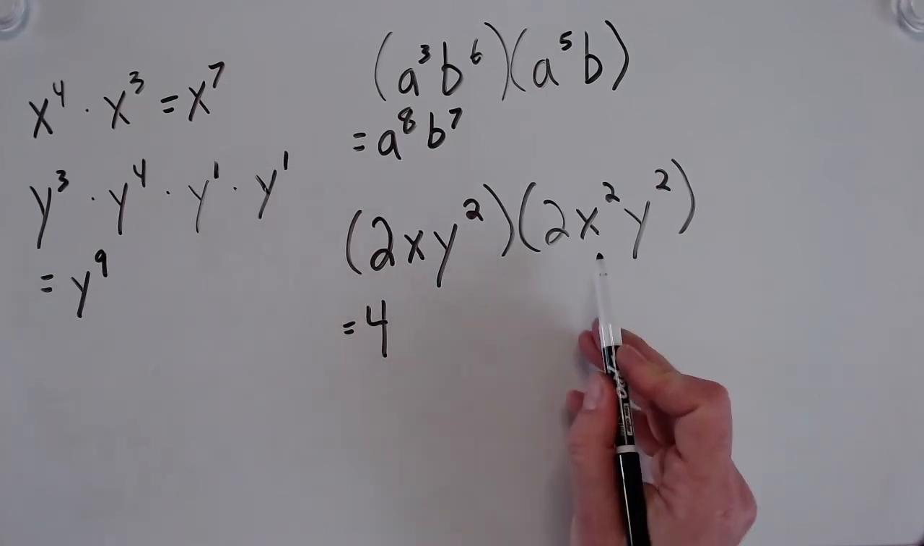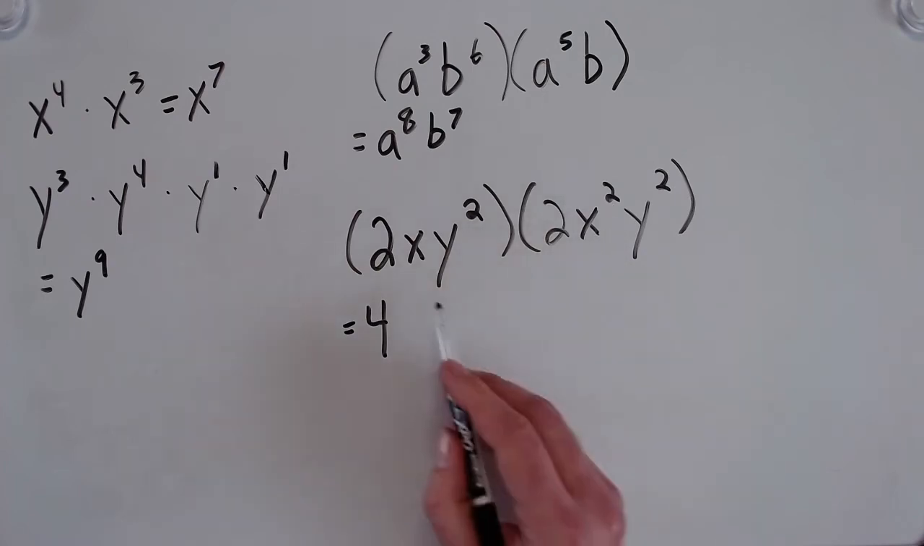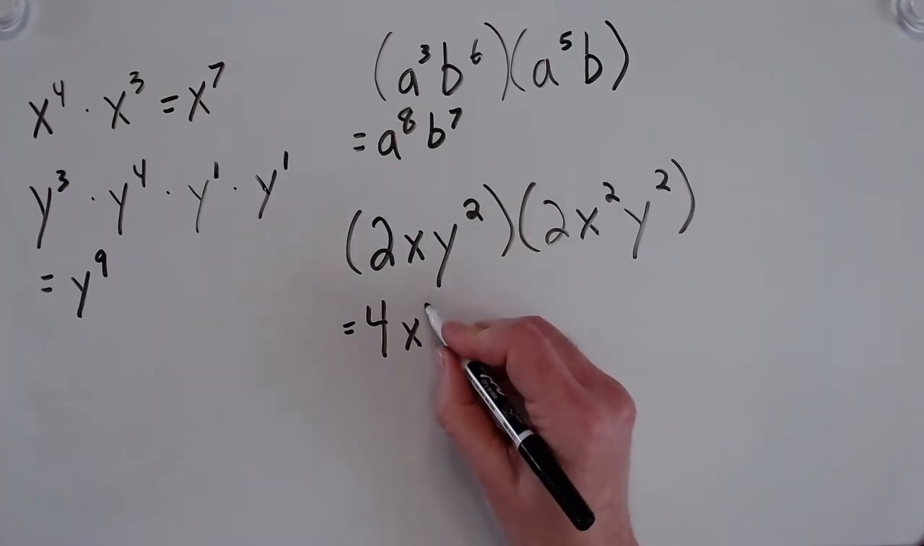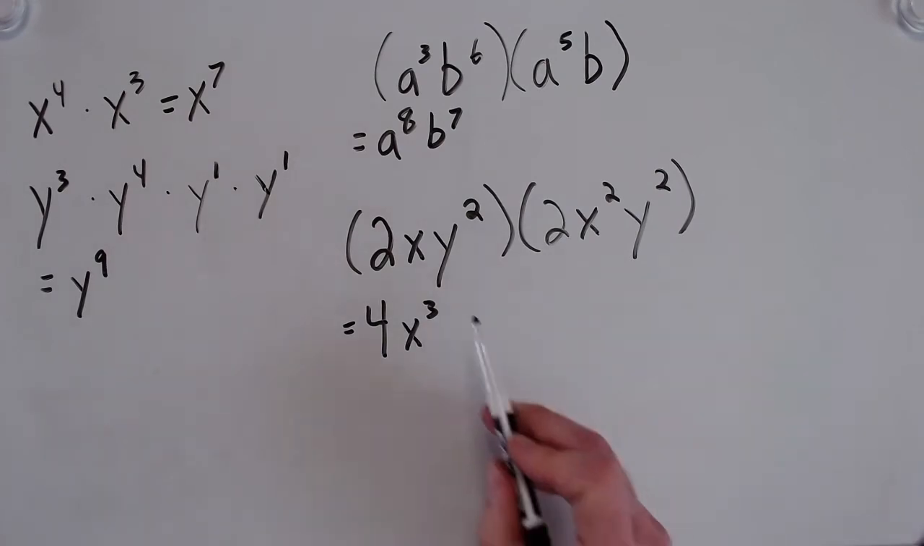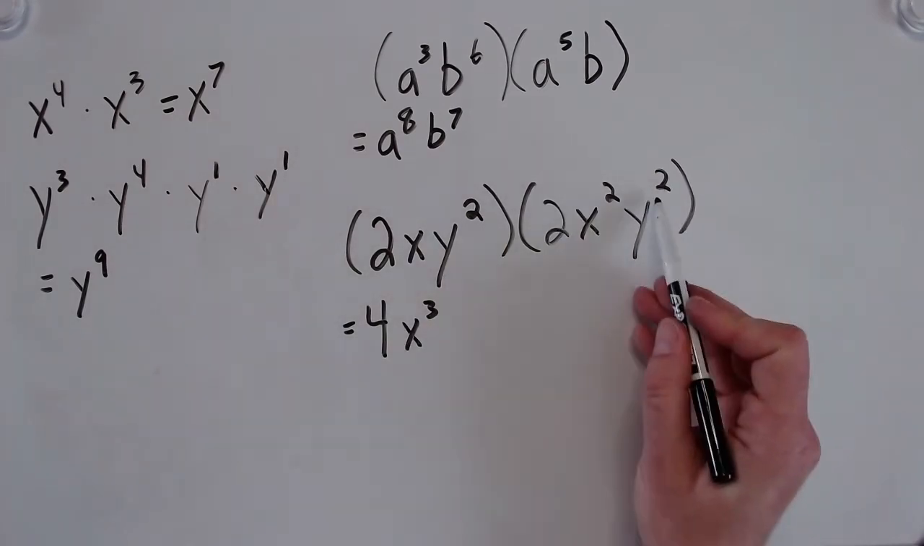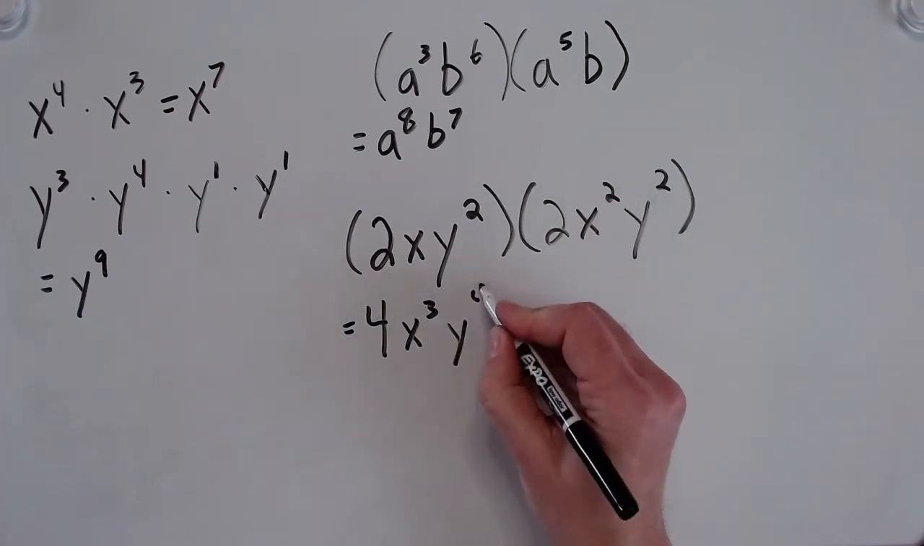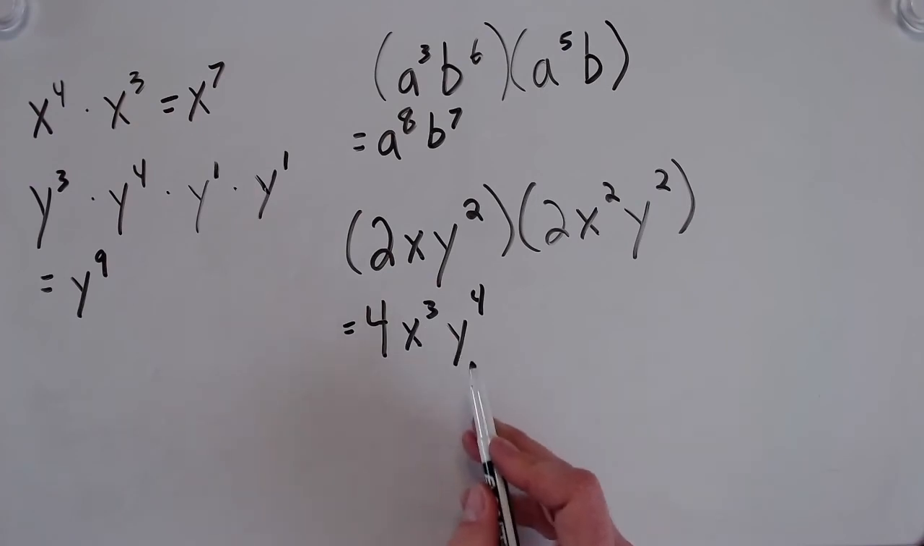X and x squared. So here's 1 x and here's 2 x's being multiplied together. So that's really x cubed. Y squared and y squared. We're going to add the exponents. 2 plus 2 is 4. So the answer is 4x cubed y to the fourth. Okay, let's clean this off and work on some division.